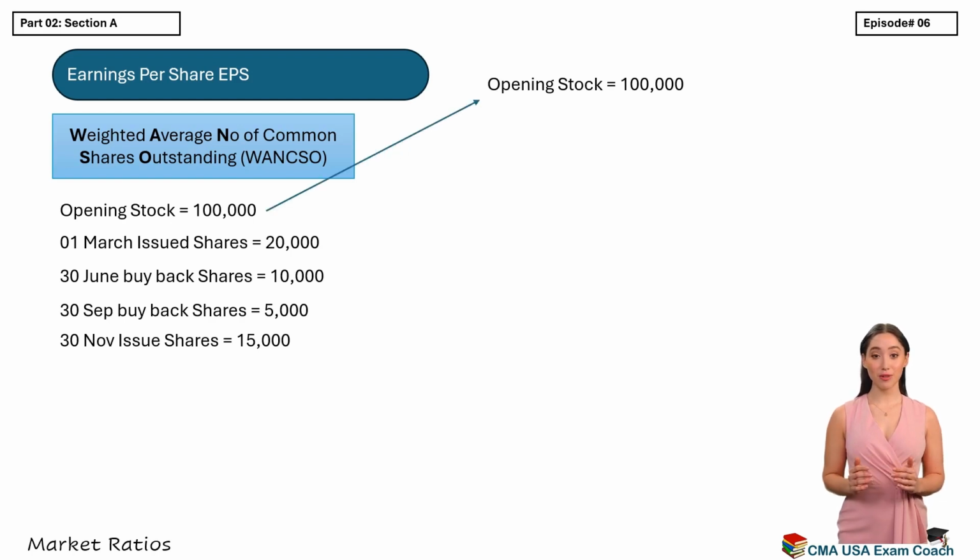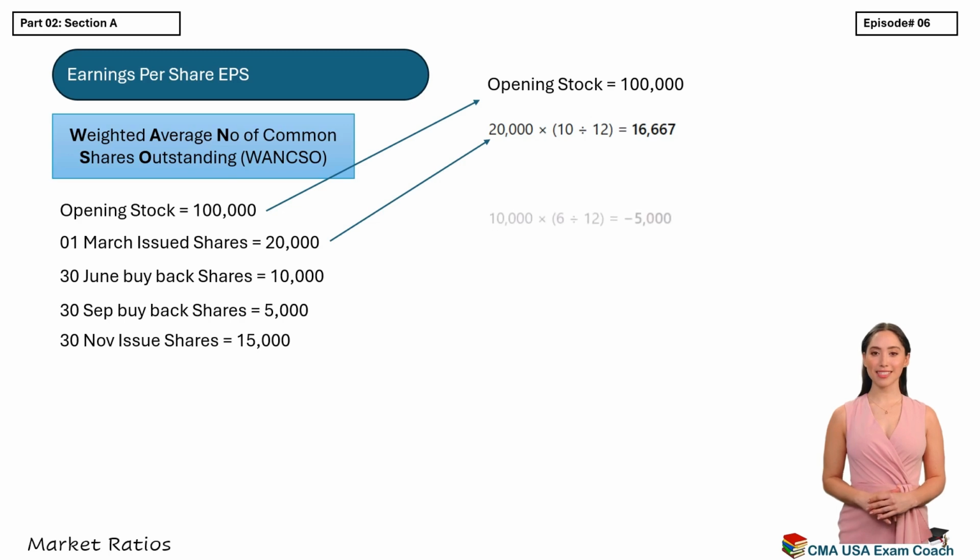On March 1st, 2024, the company issued 20,000 new shares. These shares were outstanding for 10 months out of the year. So we calculate, 20,000 multiplied by 10 divided by 12 equals 16,667. On June 30th, 2024, the company bought back 10,000 shares as treasury stock. These were removed from circulation for the remaining 6 months. So, 10,000 multiplied by 6 divided by 12 equals 5,000.